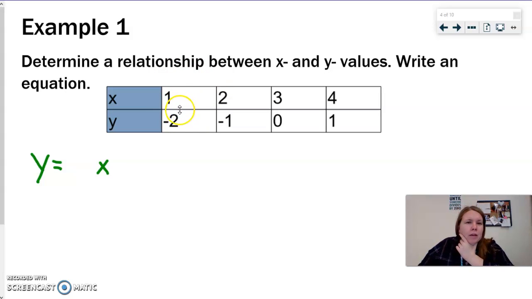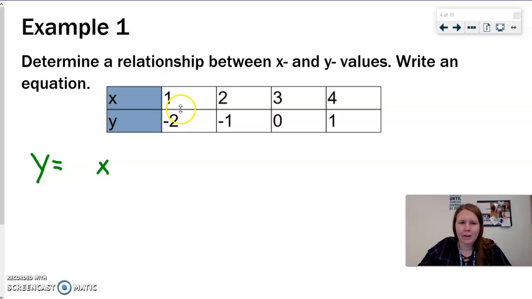So I could maybe start with 1. If I plugged 1 in, what would happen for me? What would I have to do to that 1 to make it to a -2? Well, maybe I'm going to multiply it by a -2. Okay, that could work, but let's see if it works for the next one. 2 times -2, well, that would give me -4. So that doesn't work with this point, and we have to make sure that it works for everything. So maybe multiplication doesn't work.